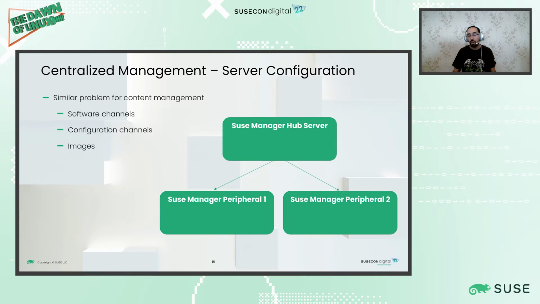Another thing that we need to also manage in a centralized way is the content of our deployment architecture. So we're talking about software channels, configuration channels, or even images. And you want to synchronize only the hub with SUSE products, for example. And in this case, you want to synchronize SLE15 SP2 or SP3. And then you want to move this content to each of the peripherals and have some coherence between all the peripherals with all the content that needs to be deployed.